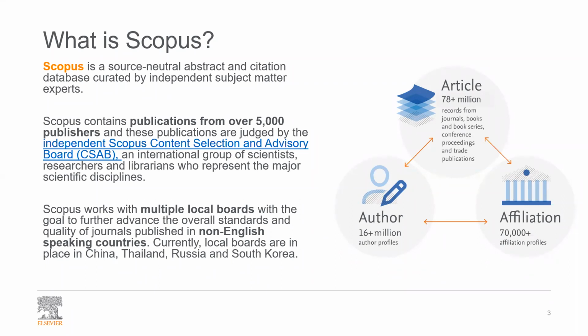And Scopus contains publications from over 5,000 publishers, and these publications are judged by the CSAB, meaning to say in Scopus we have a board called the Independent Scopus Content Selection and Advisory Board. It's an international group of scientists, researchers, and librarians who represent the major scientific disciplines. So Scopus works with multiple local boards with the goal to further advance the overall standards and quality of journals published in non-English speaking countries. Currently the local boards are in place for China, Thailand, Russia, and South Korea.